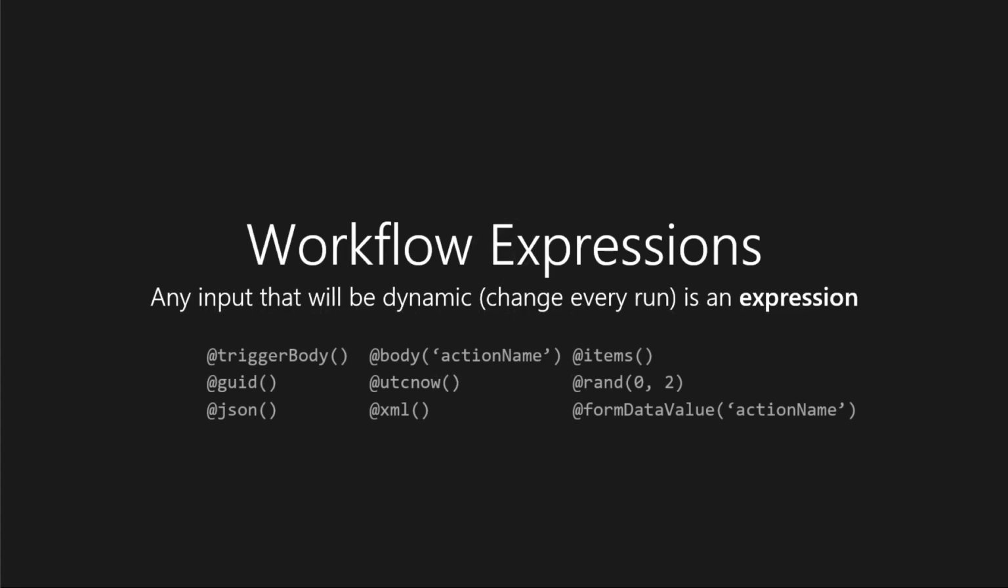@triggerBody gets the response body of the trigger. @body of an action gets the response body of an action. Those are the most common. @items gets the current item in a for each loop. So those are kind of the big 3. A few that you've seen us use already.